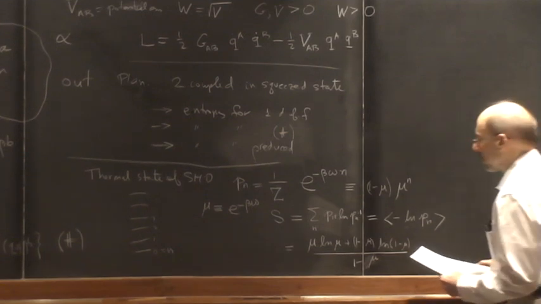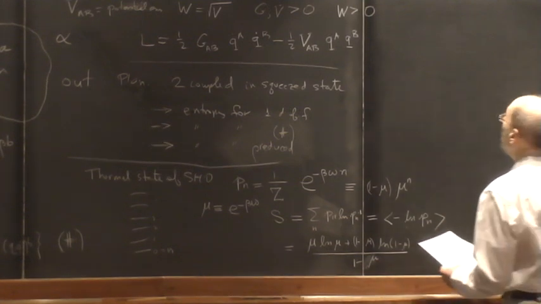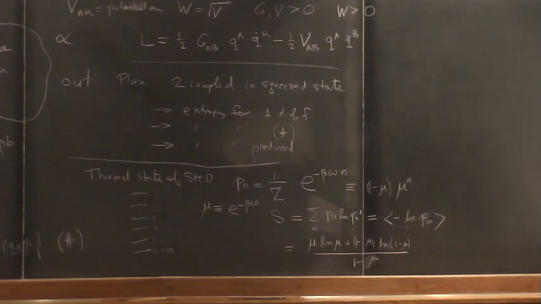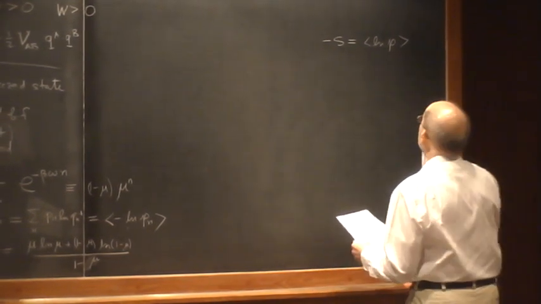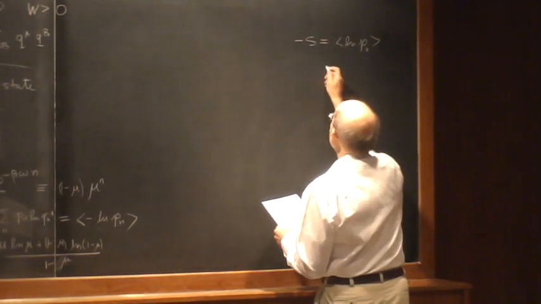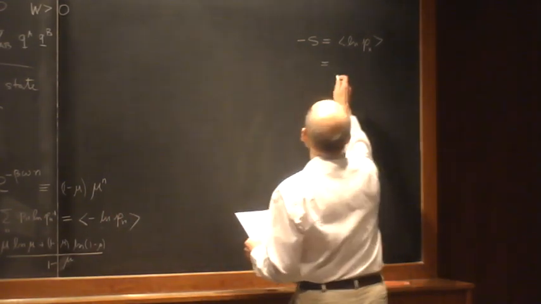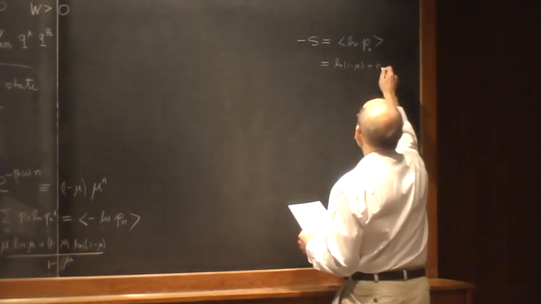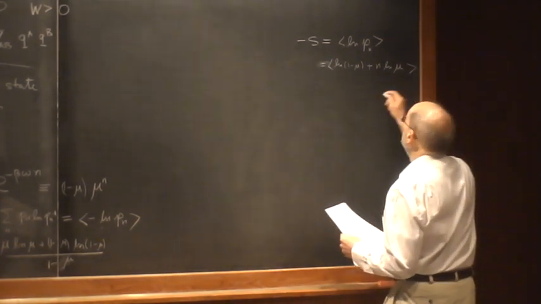So since it's so simple, let me actually do the calculation. Put it up to the side here. So minus s, just to not worry about the minus side, is the expectation of log of p of n. But we have p of n, so what is log of p of n? It's log of 1 minus mu plus n log mu, right? We want to take the expectation value of that.